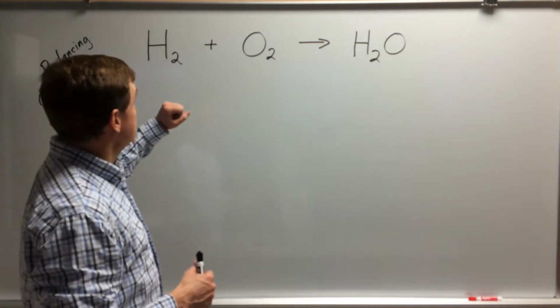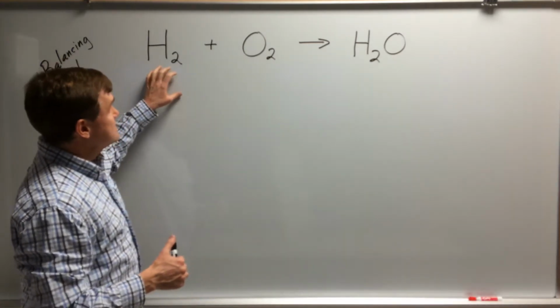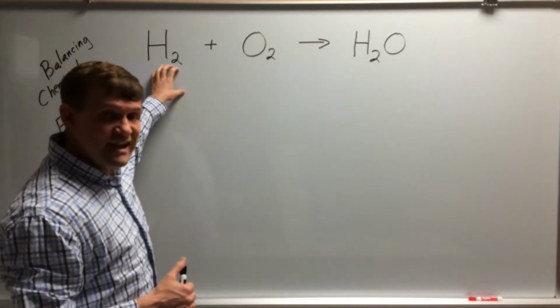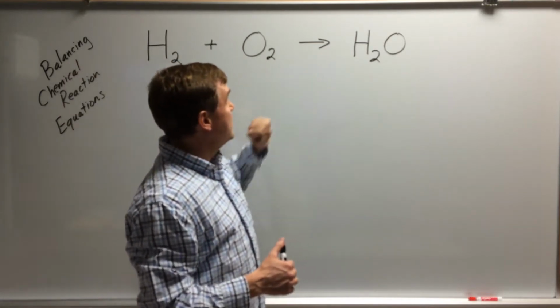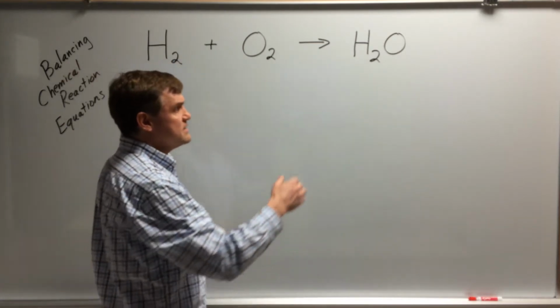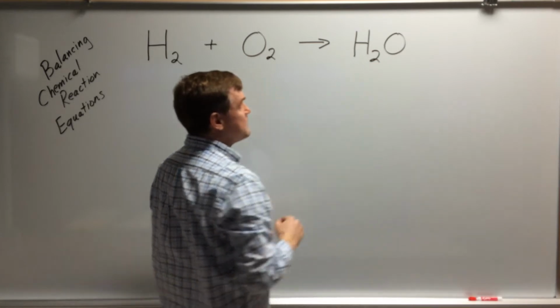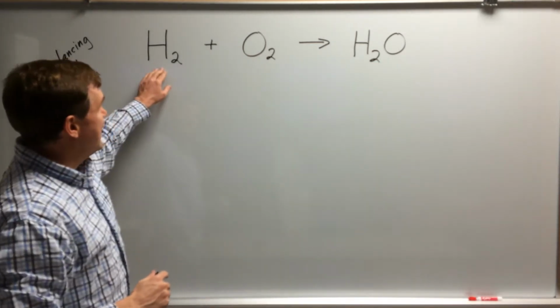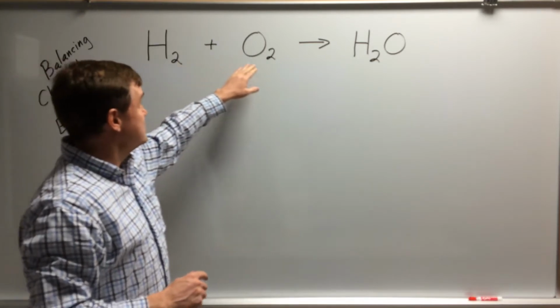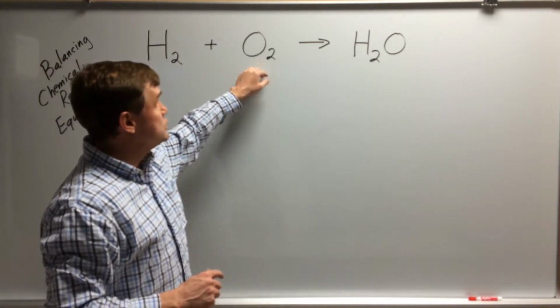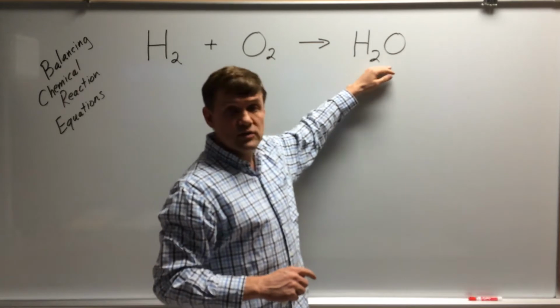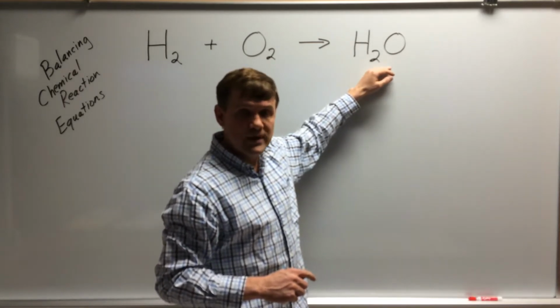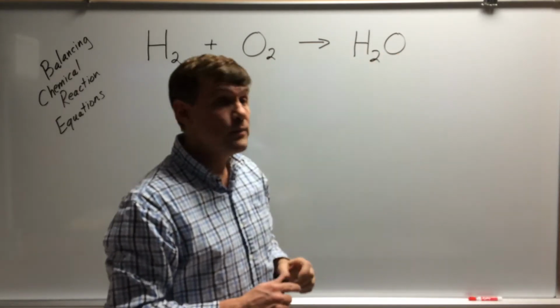On the board behind me, I have a chemical reaction, and as you remember from last week, a chemical reaction has reactants. These are the compounds that are on the left side of the arrow. And it also has products, and in this case we've got one single product. The reactants in this case are hydrogen gas, H2, and oxygen gas, which is O2. And as a product, those two compounds combine, and they form water.